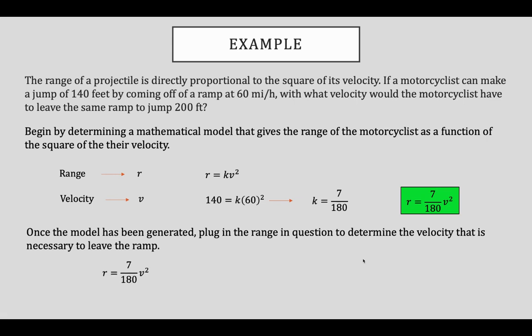There's our relationship. We plug in 200 for R. 200 is equal to 7 divided by 180 v squared. Doing out our algebra, we have 36,000 divided by 7 is equal to v squared. Taking the square root of that, we get v is approximately 72 miles per hour. That is the speed at which we want to leave the ramp to ensure that we land safely on the other side.